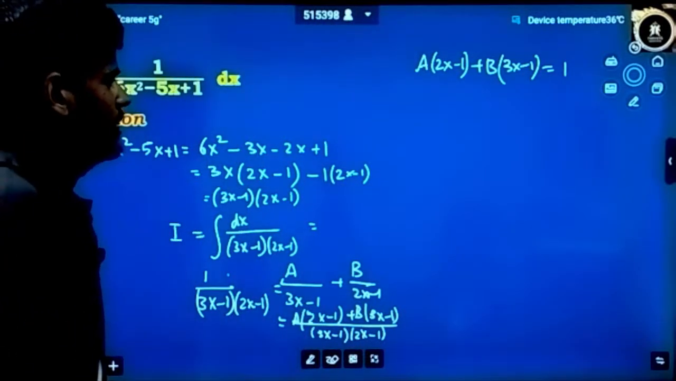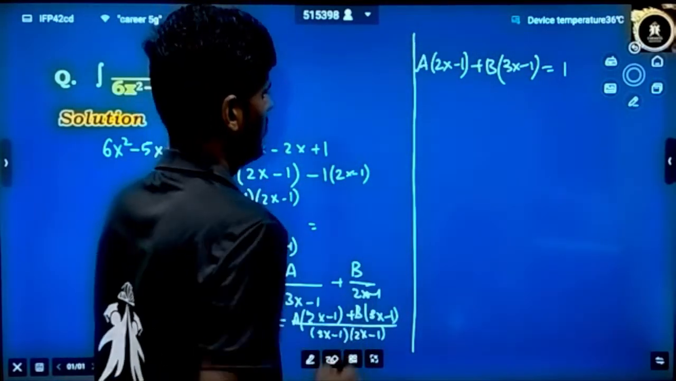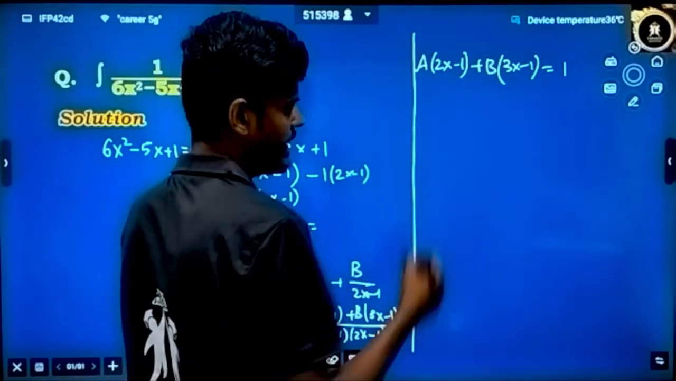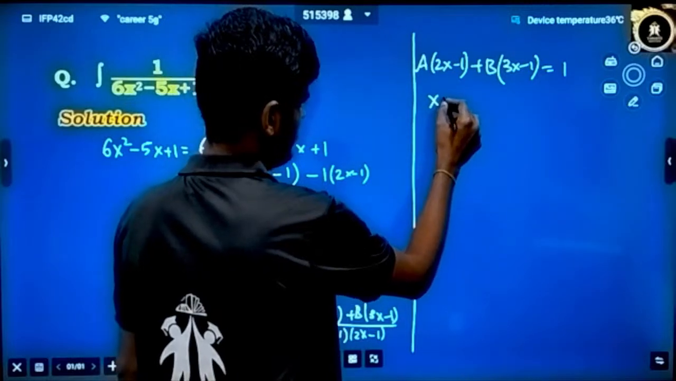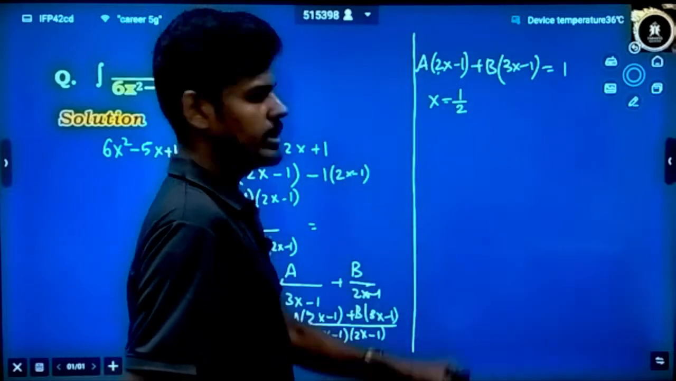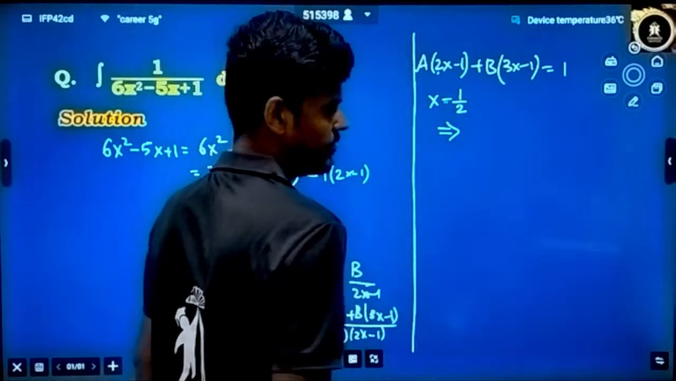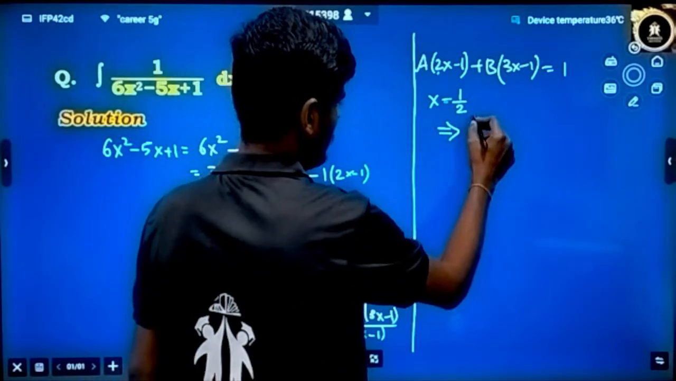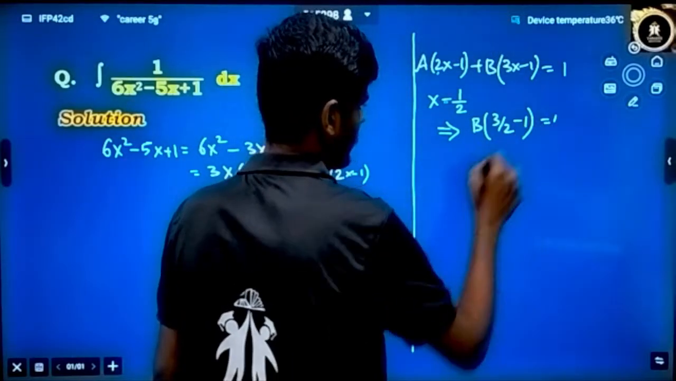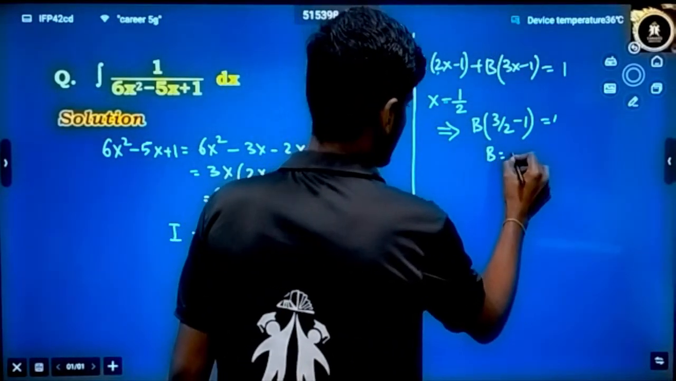Now how to simplify this? Substitute some value of x and then find a and b. If we substitute x equal to 1 by 2, then the first bracket becomes 1 minus 1, which is 0. That means the a term will vanish, and the next term will be b into 3 by 2 minus 1 equal to 1. Now 3 by 2 minus 1 is 1 by 2. So b into 1 by 2 is 1, which means b is equal to 2.